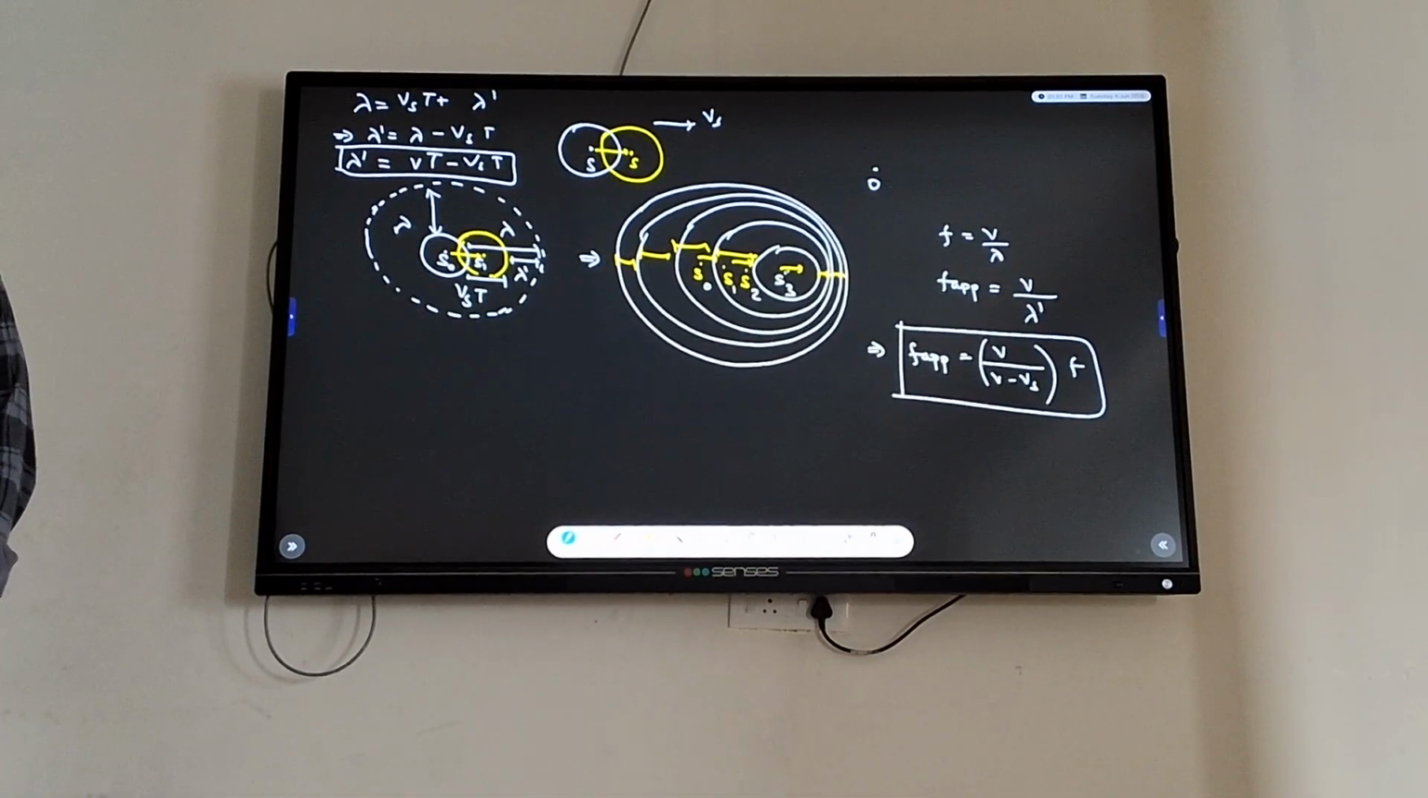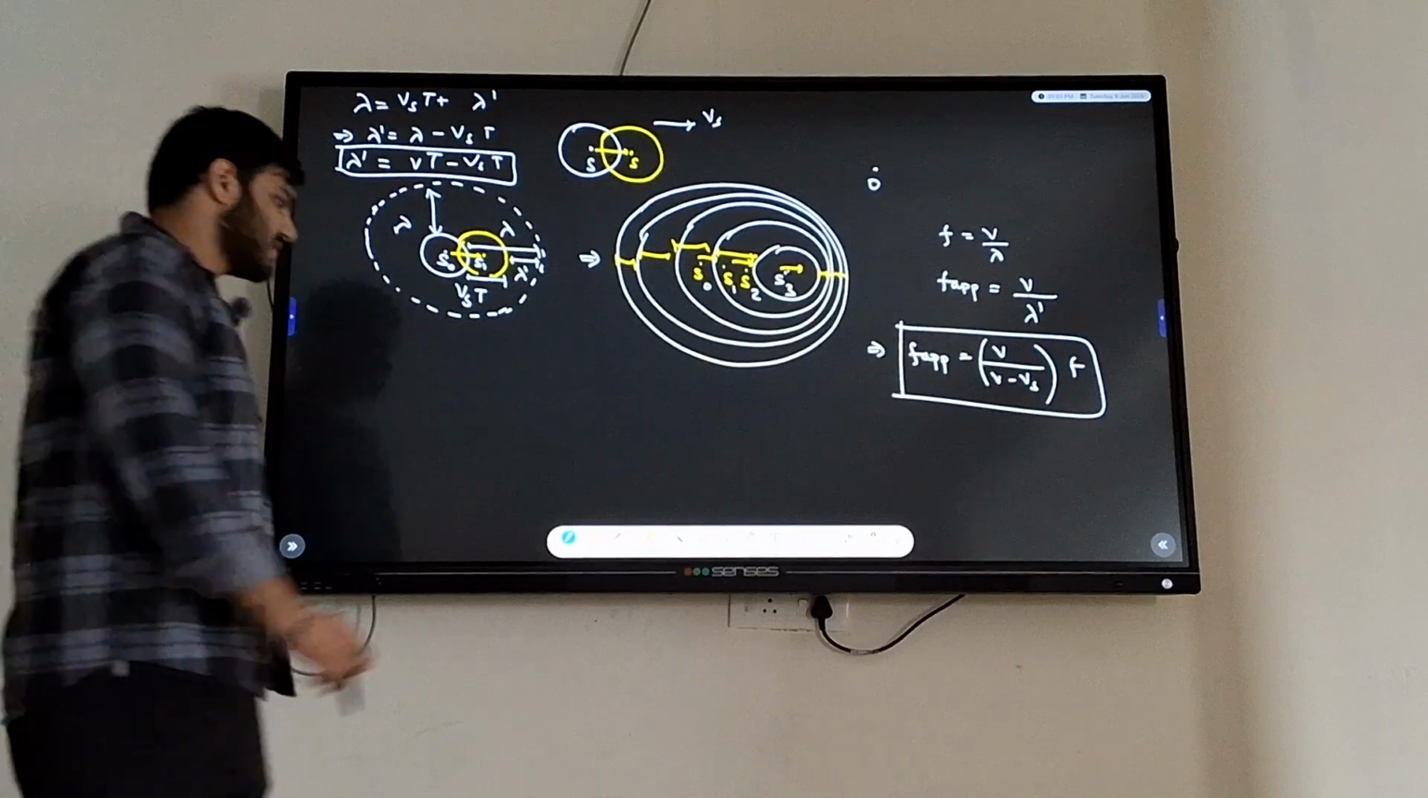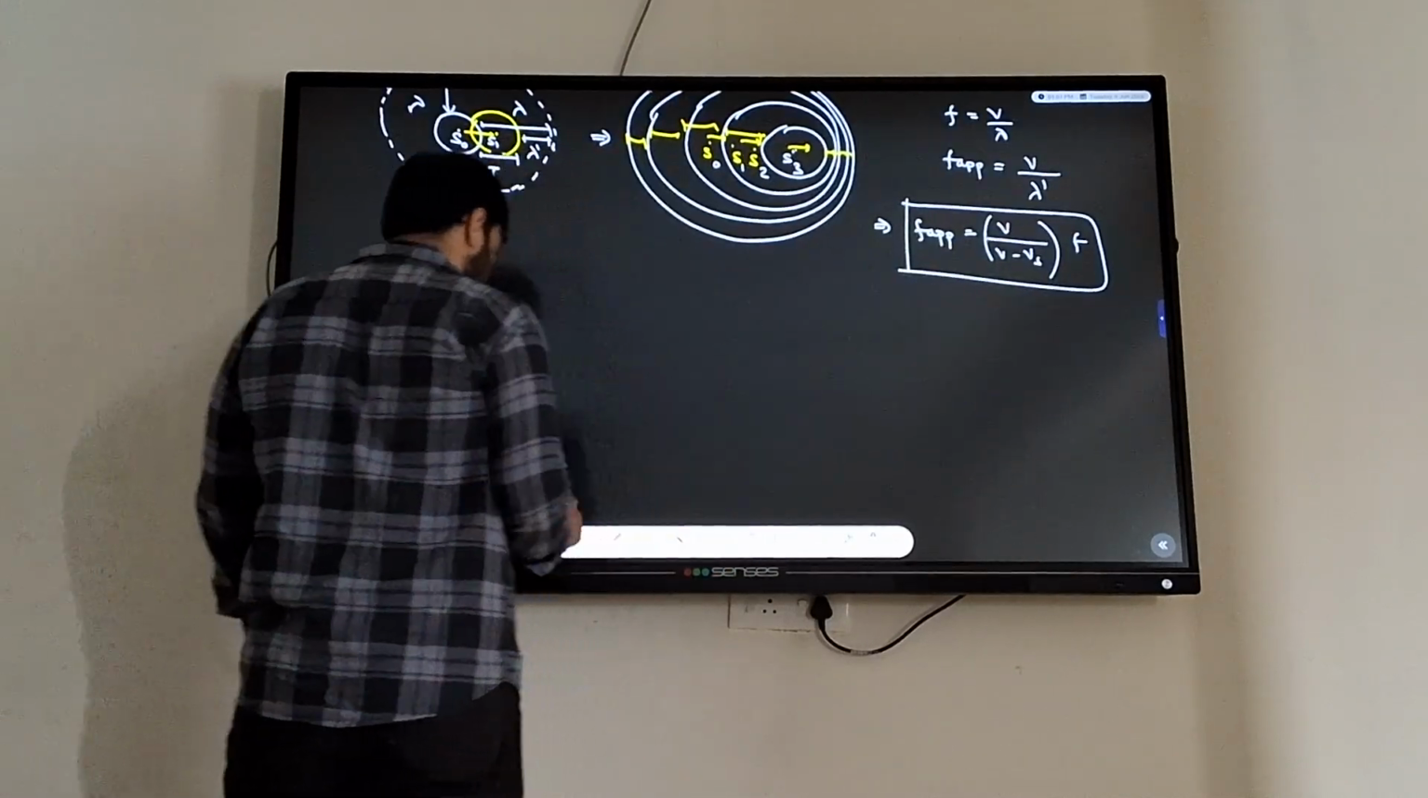Can I go forward and write the general formula? So the general formula is given to be like this.